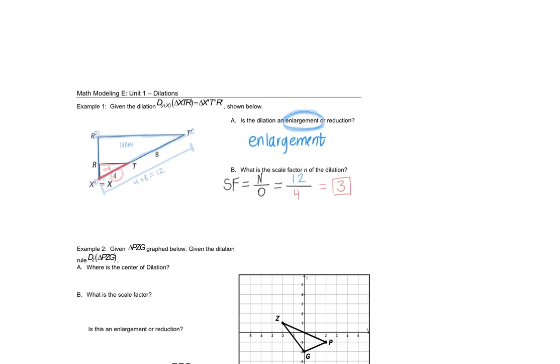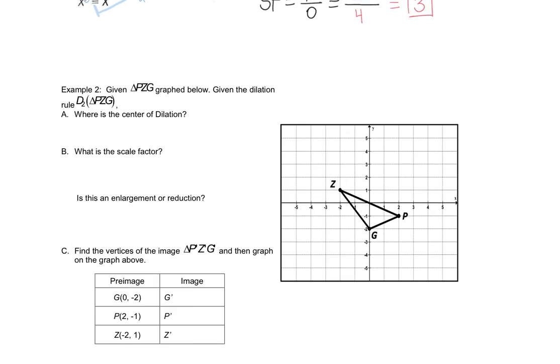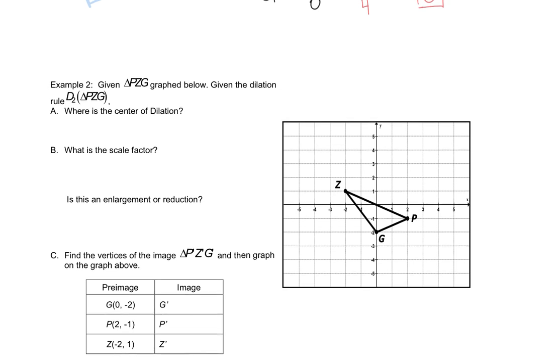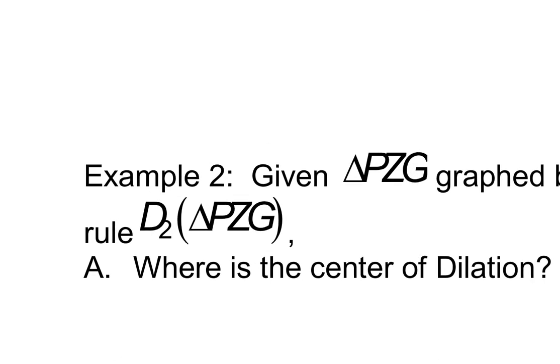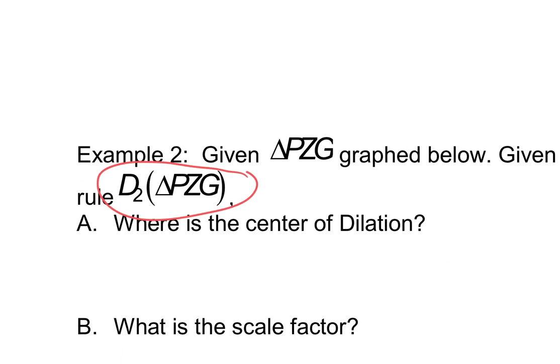All right, let's keep going. Let's do more examples here. It says, example 2. Given triangle PCG, graph below, given the dilation rule D2, the triangle PCG. Okay, so there's something important that was given here. My dilation and the scale factor. That 2 that you see right next to D, that is your scale factor. So I'm going to write SF for scale factor.